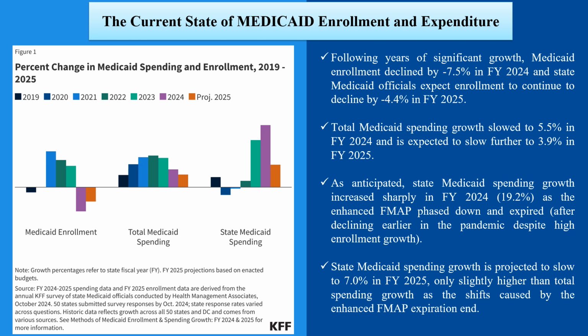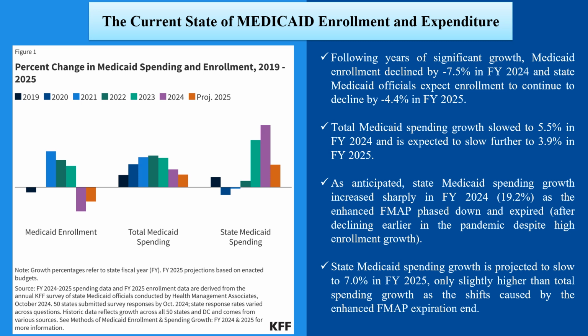So total Medicaid spending growth slowed to 5.5% in 2024 and is expected to slow further to 3.9% in 2025. While state Medicaid officials identified unwinding related enrollment declines as the most significant factor driving changes in total Medicaid spending, they also noted a number of upward pressures on total spending.